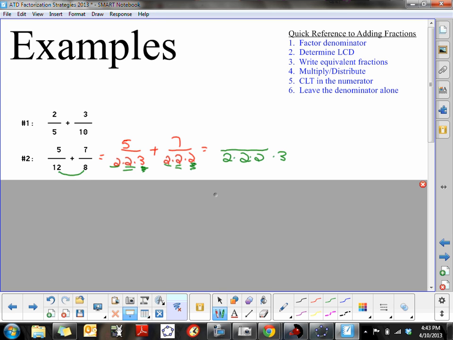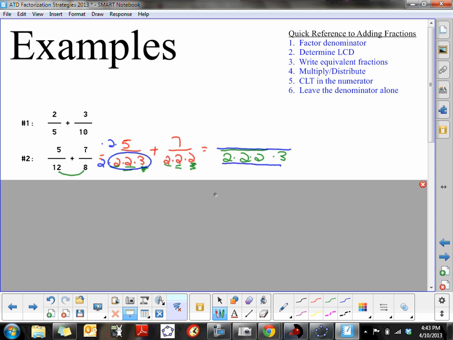Okay, so now what we're going to do is come back and work on creating equivalent fractions. This is our common denominator. So I'm looking at this denominator, I'm saying, what is this denominator missing that our least common denominator has? Well, it has a 2, 2, and a 3. This one has a 2, 2, 3, but it also has another 2, so I can multiply the top and the bottom times a 2.